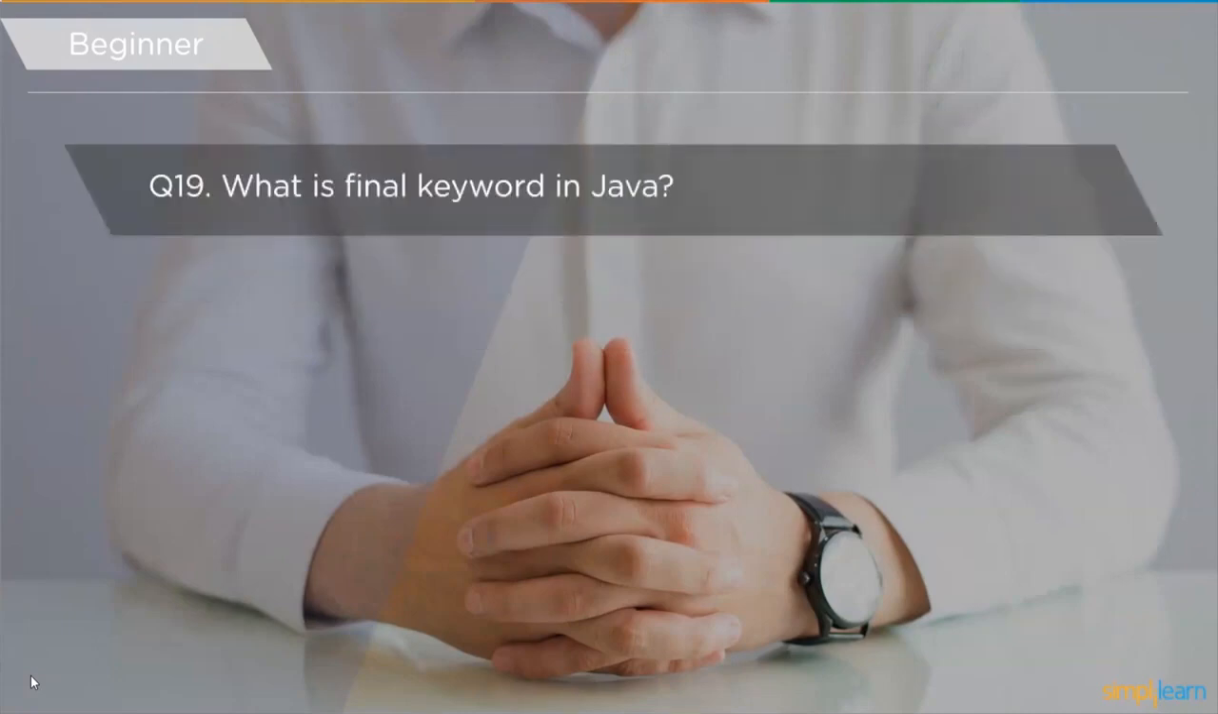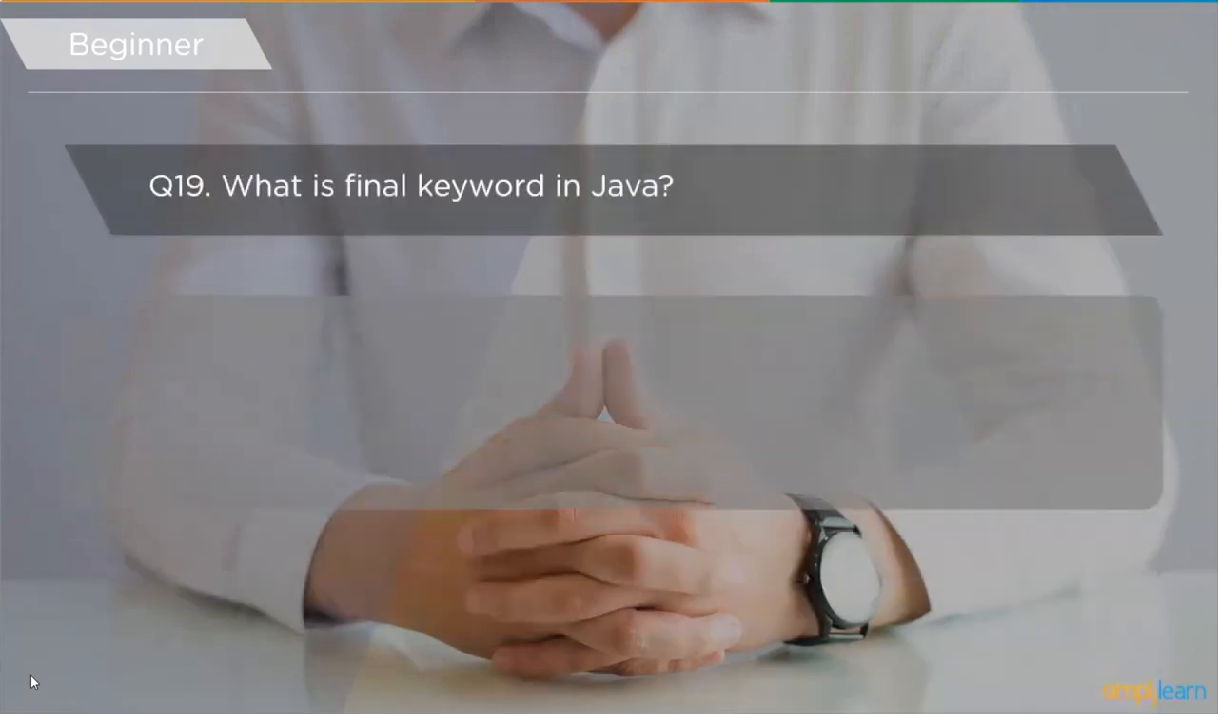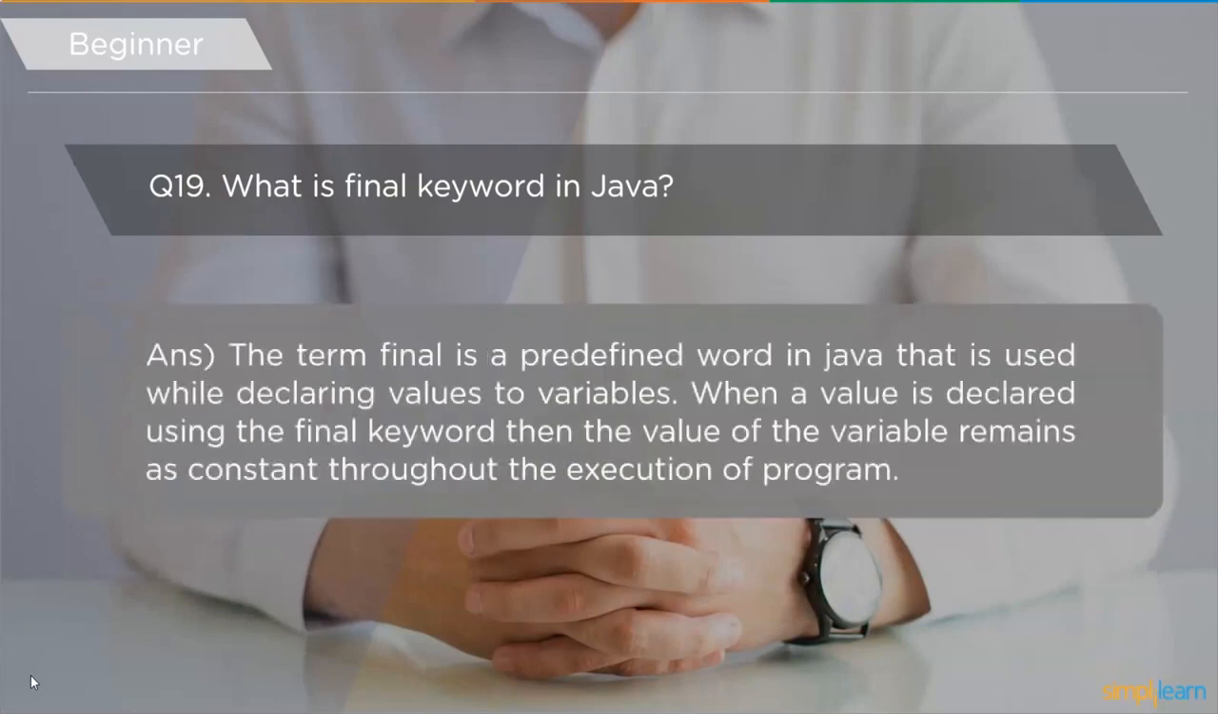What is the final keyword in Java? The term final is a predefined word in Java that is used while declaring values to variables. When a value is declared using the final keyword, then that particular value of that particular variable will remain constant throughout the execution of the program.